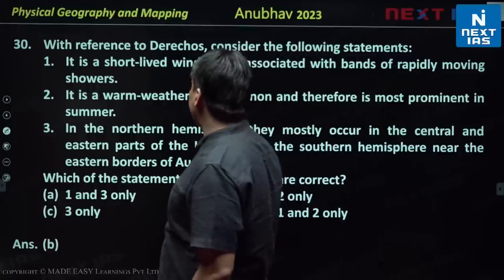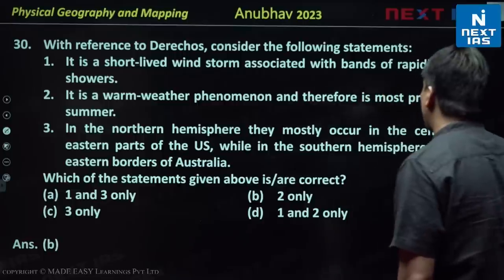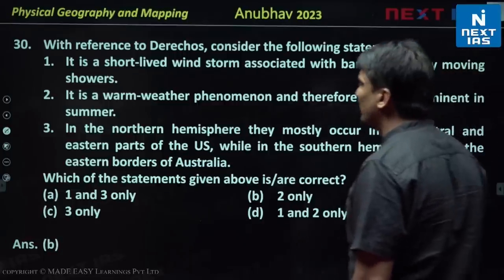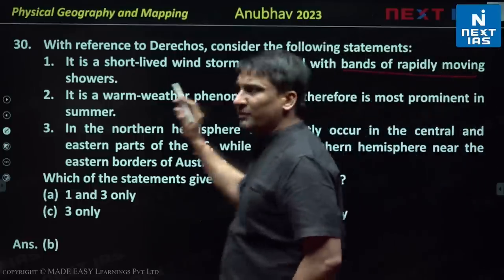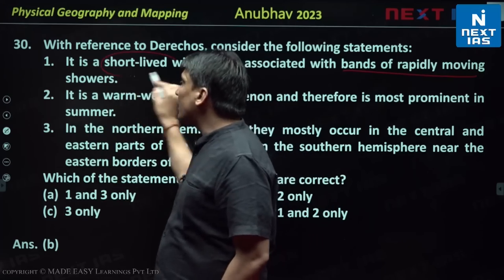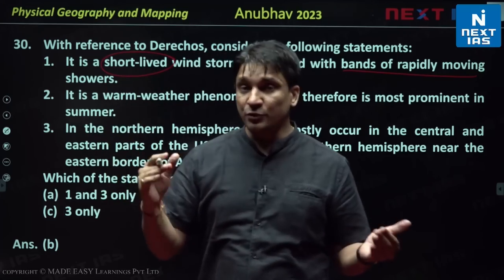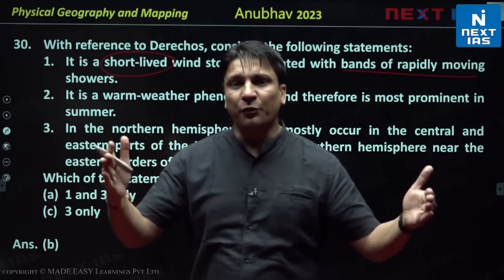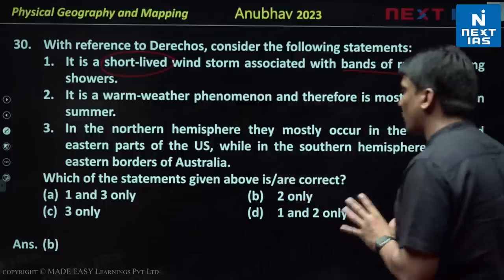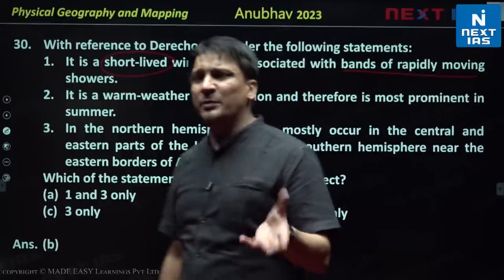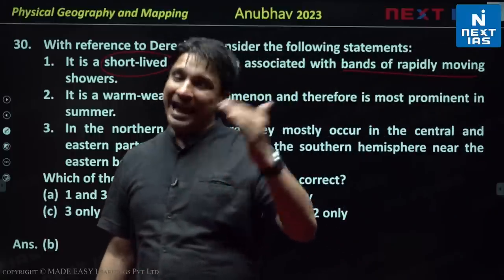It is a short lived wind storm associated with bands of rapidly moving showers. Bands of rapidly moving showers, that is correct. But it is not short lived, it is long lived. I told you it may persist for more than 12 hours. Clear? So it is a long lived weather phenomenon which is generally experienced in US and Canada.